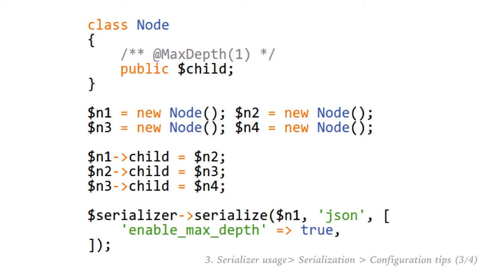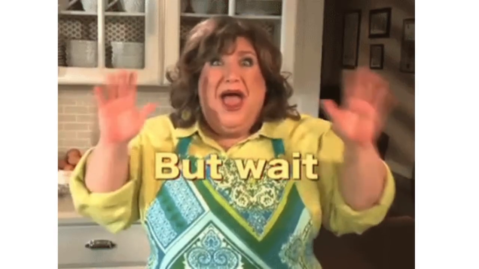And when I call the serialize method on the serializer, again, in the context, so the third parameter, which is an array, I'm going to use the special key enable max depth set to true. And that way, the component will use directly the configuration you put in your entity. OK? Yeah, I have more, actually.